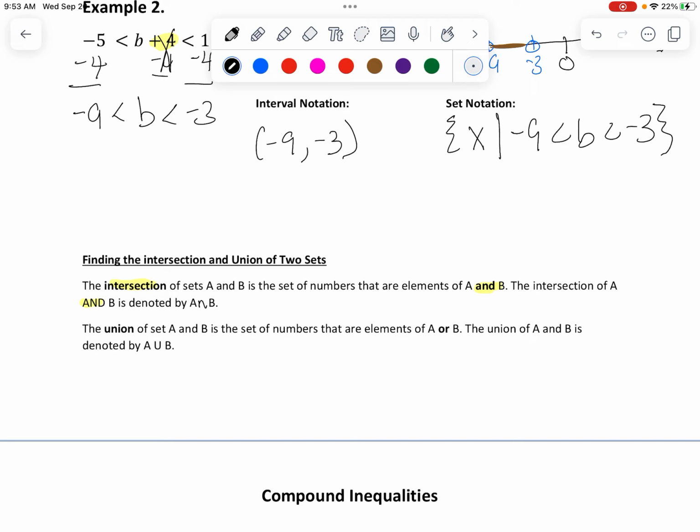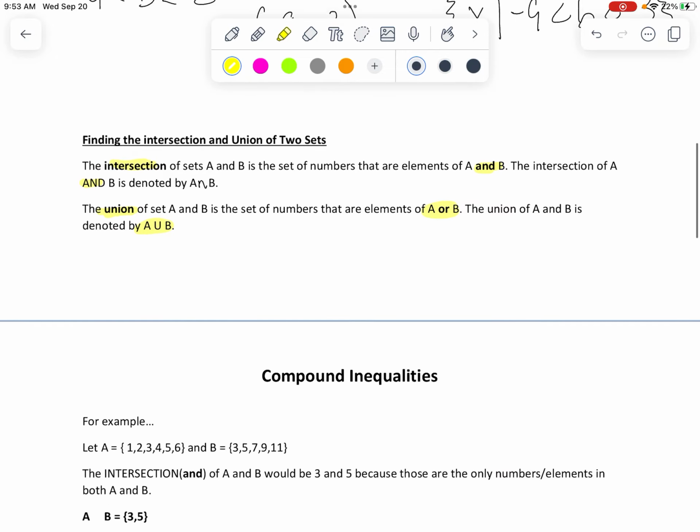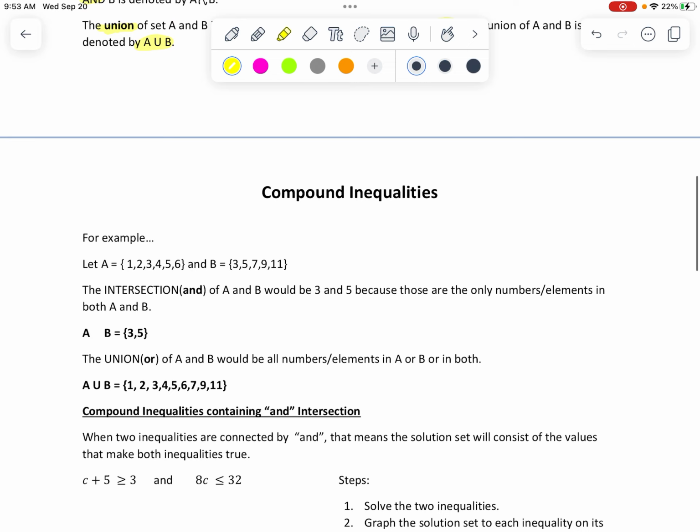As to where a union, you want A or B. So basically that would be all the values of A and or, I should say, B. So everything. Now here's an example of how I can explain this a little bit better.